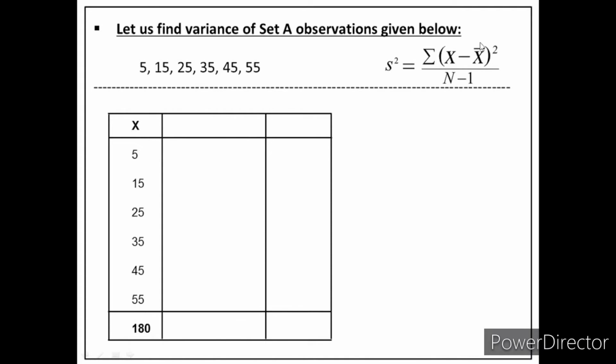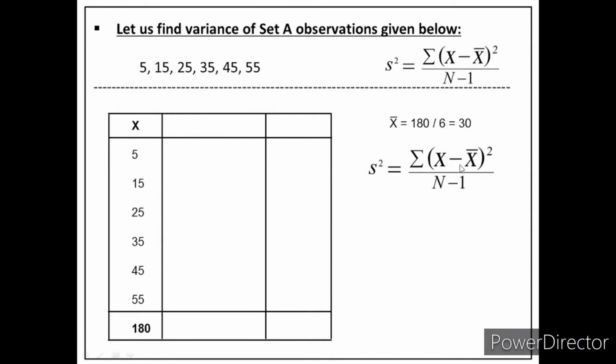Now look over here in this formula. First of all, we will calculate the mean for this series. So how to find the mean? We know that we have the sum of this series. If we divide the sum of the series by the total number of values of this series, then we will get the mean. That means x bar will be equal to 180 divided by 6. So the mean of this series is 30.